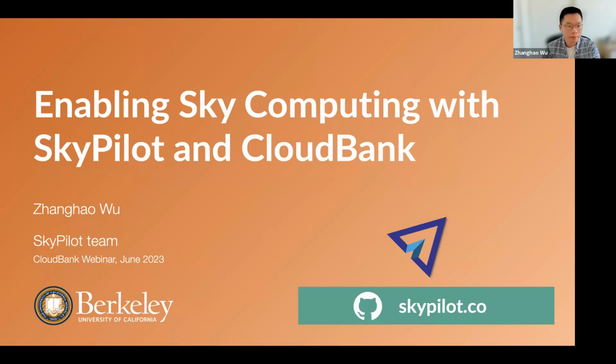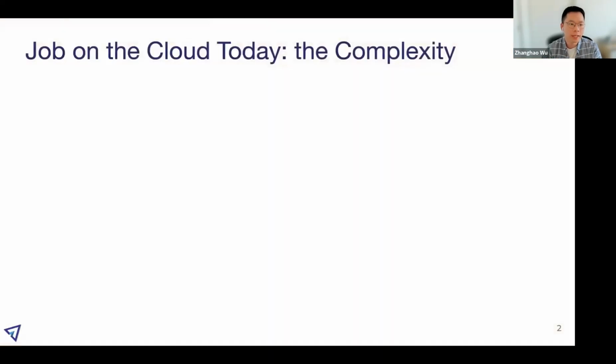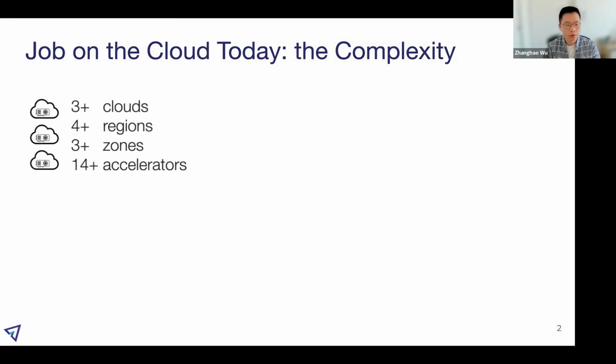So let's get started. Before we get into the system about SkyPilot and CloudBank, let's take a look at what makes it difficult for a job to be run on a cloud today. When you have a job, the first thing you want to do is to select the correct instance type for your job. For example, there are more than 3 major clouds: AWS, Google Cloud, Microsoft Azure. Each cloud can have more than 4 regions, even only in US. And we have a bunch of availability zones.